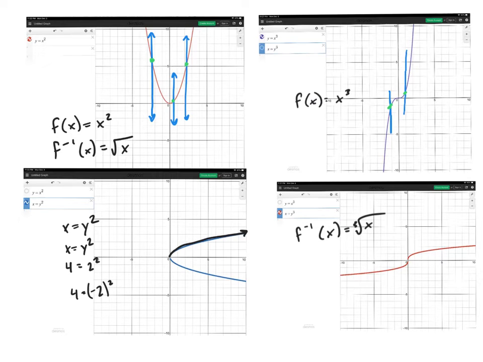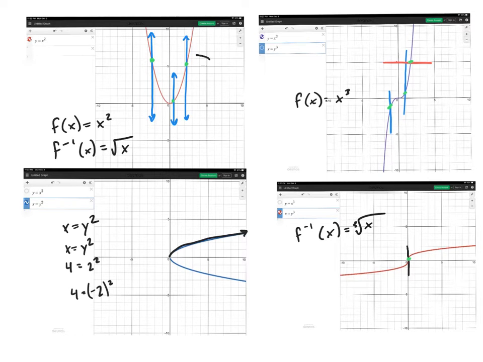But it also happens to pass another test, the horizontal line test. Every output has exactly one input. This function, y equals x cubed, is invertible on its whole domain. Because when I construct this inverse function, it also passes the vertical line test and the horizontal line test.